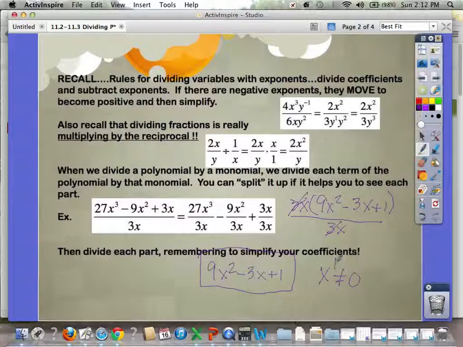So the domain is all numbers, but x cannot be equal to 0. So in other words, that gives it a limit and it excludes 0. Any other number but 0 will work. Okay?